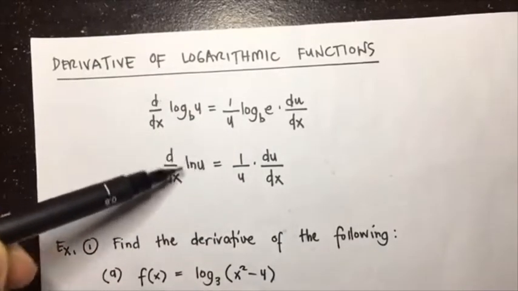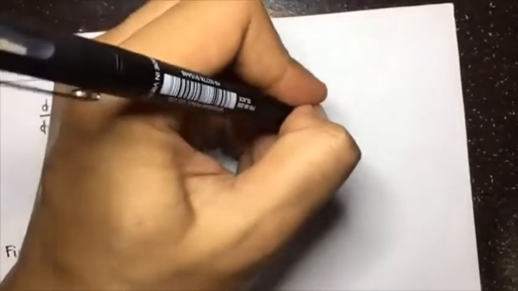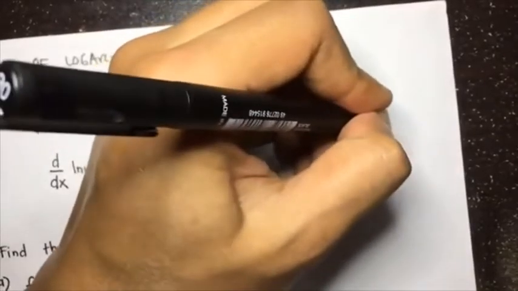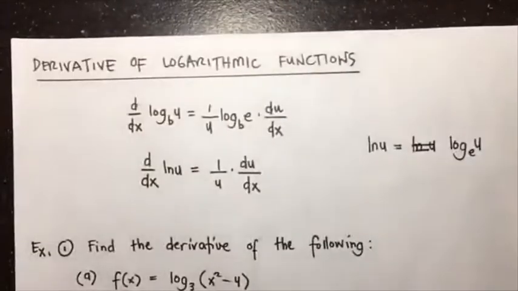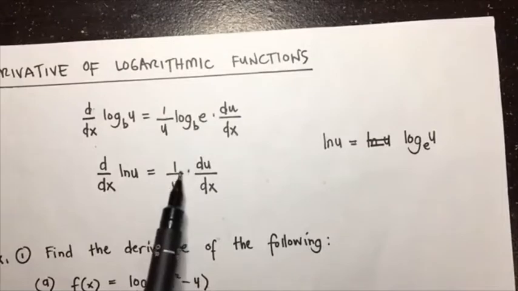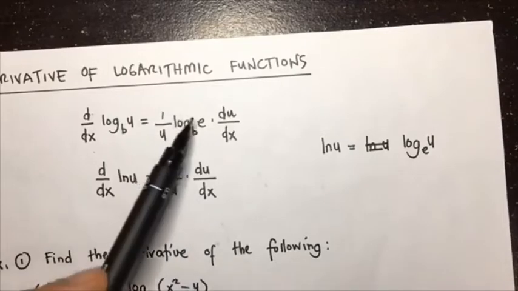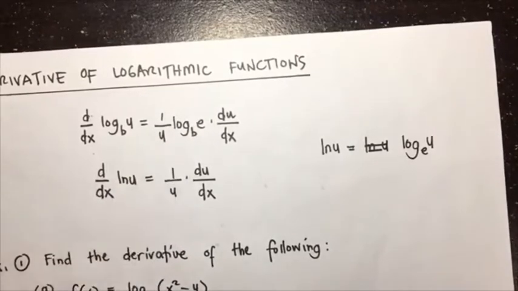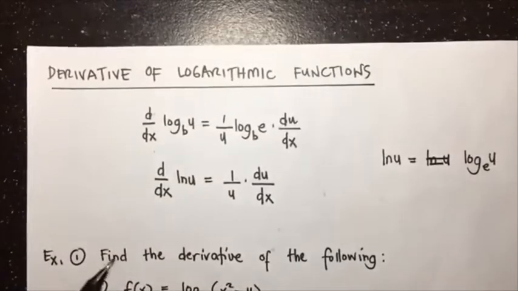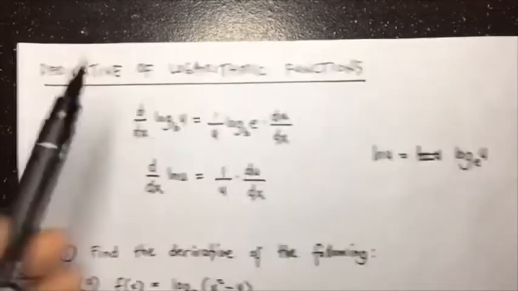Recall that the natural logarithm is a logarithm to the base e. So ln of u is the logarithm of u to the base e. Following this formula, this should have a multiplier of logarithm of e to the base e, but the logarithm of e to the base e is equal to 1, so there's no need to write it anymore. Again, you have to review the properties of logarithmic functions.